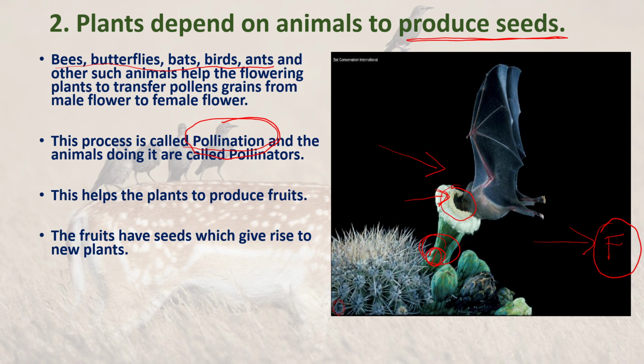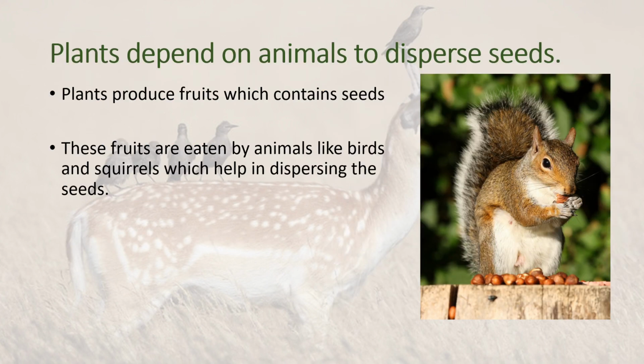So this process is called pollination, and these animals are called pollinators. The process is called pollination. Right? So did you understand how plants depend on animals to produce seeds? Interesting, right? The third thing for which plants depend on animals is to disperse seeds.